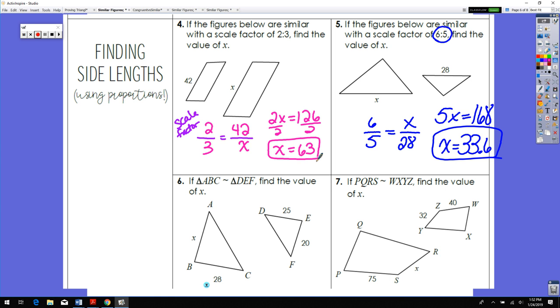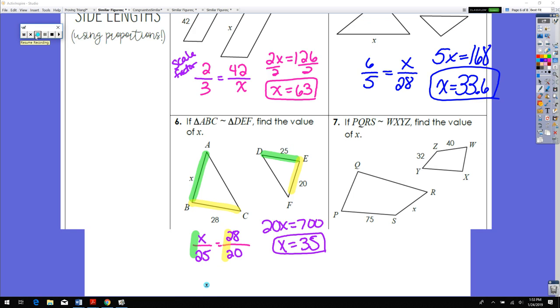Okay, so I would like you to pause and try number 6 on your own, and then I will come back on. Okay, so here's number 6, x equals 35. When I set it up, I use my sides here, AB being matched with DE, and then BC being matched with EF. And I set it up.